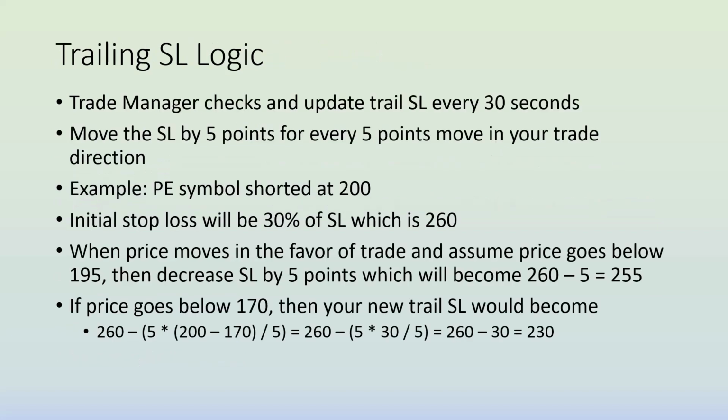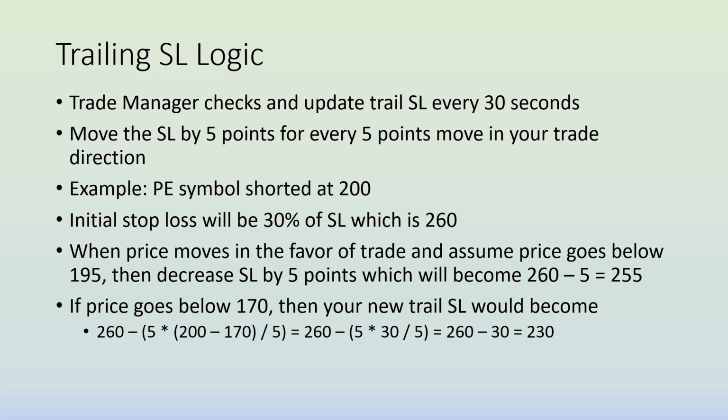Right? Then the trailing SL logic I'm going to implement is this: the trade manager checks every 30 seconds and updates the trail SL. So when the trade manager calls the strategy instance's get trail SL method, inside the get trail SL method, what I implemented is, for every 5 points of movement in your trade direction, I am moving the trail SL by 5 points. If it does not move 5 points, I am not going to change the trail SL.